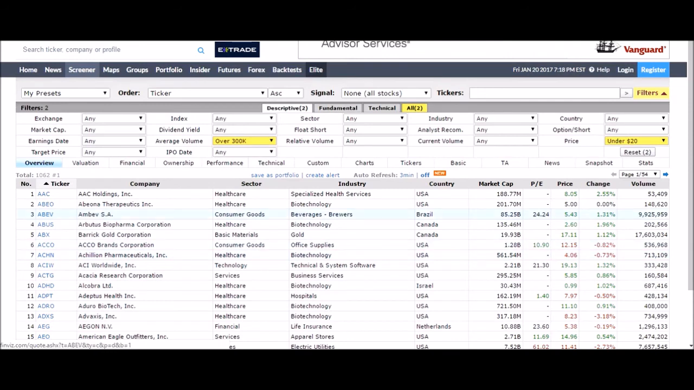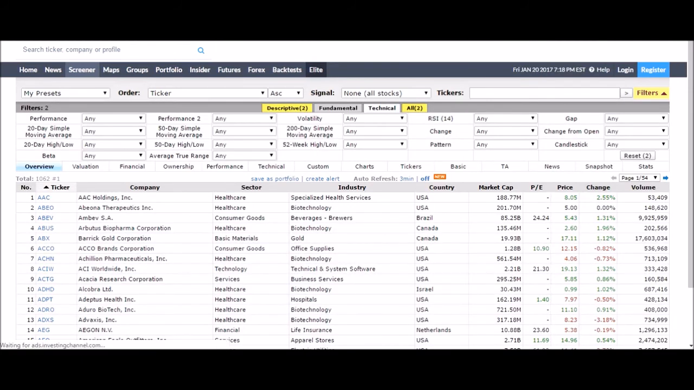Still too much. So the next thing we want to do is go under technical. Right next to all, you see technical. Go ahead and hit that. This is going to pull up a whole bunch more different criteria you can go through. What we want to look at is over here, kind of in the middle to right section under pattern.